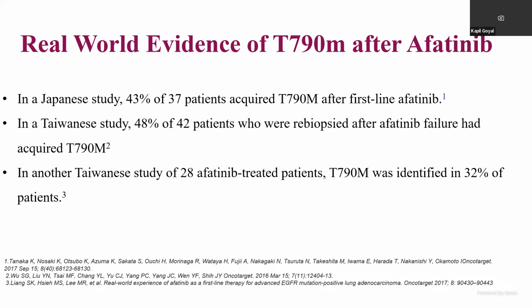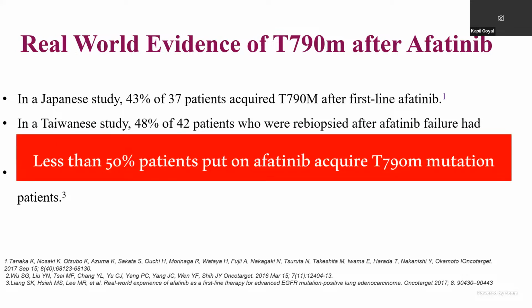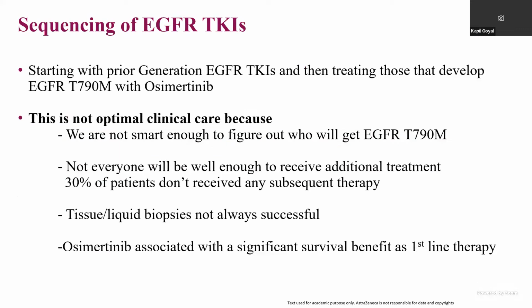There is some real-world evidence of T790M mutation after afatinib. In a Japanese study, among patients who were given afatinib in the first-line setting, 43% had T790M mutation. In another Taiwanese study, only 48% of the patients had T790M mutation, and in another study, only 32%. The meaning being that half of the patients will not have T790M mutation, and then they will not be eligible for osimertinib therapy, and we will have to shift them to chemotherapy. So less than 50% of the patients acquire T790M mutation and hence are eligible for osimertinib.